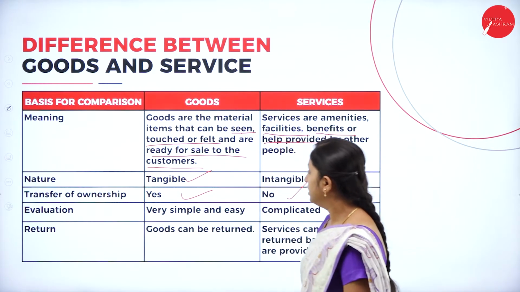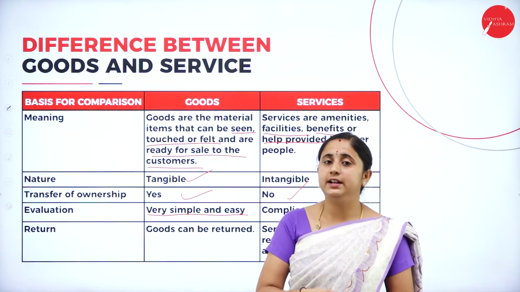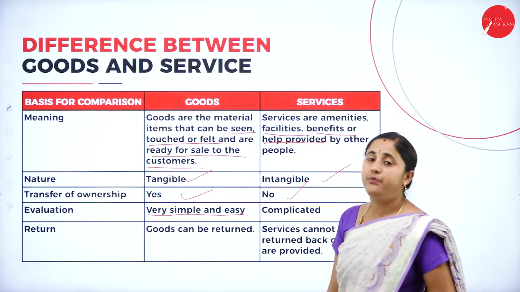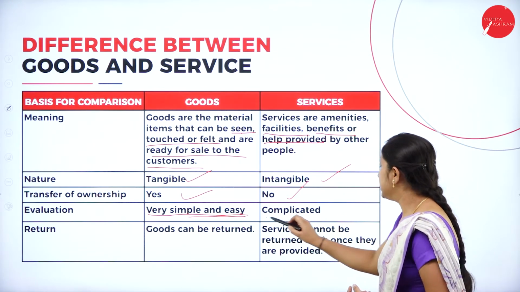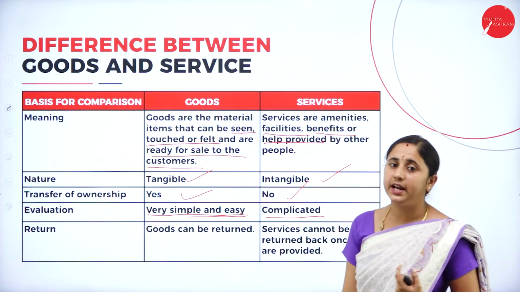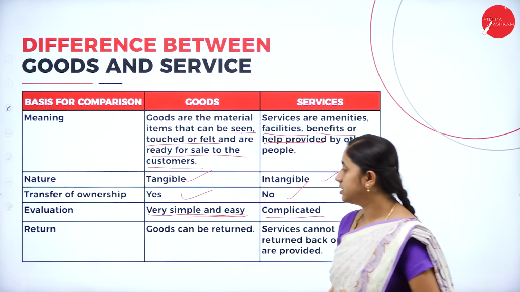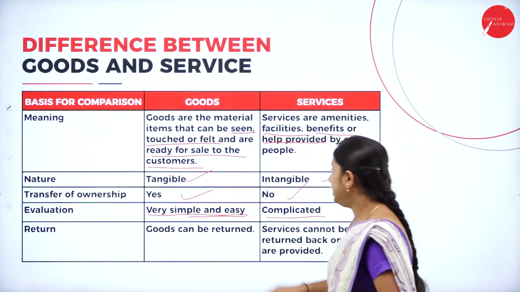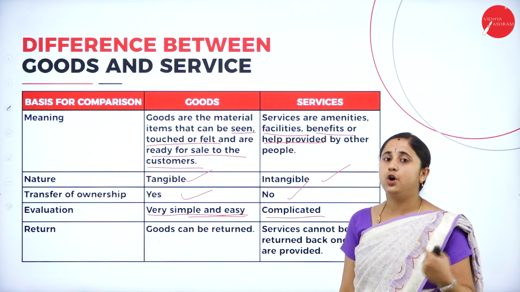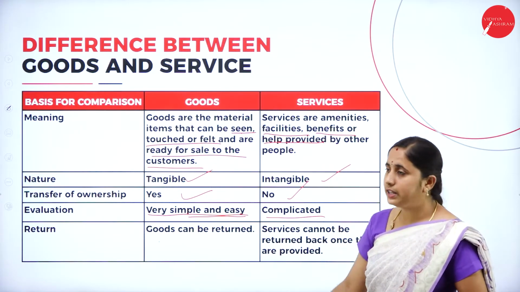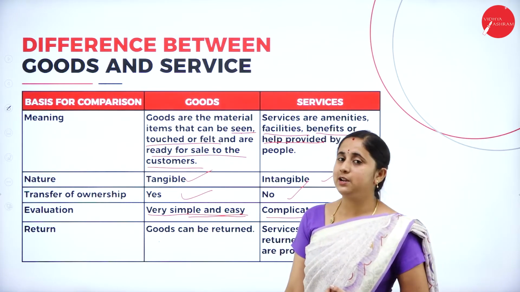Next, evaluation. It is very simple and easy because the goods you can see, touch and feel. It is easy to evaluate the goods. But in case of services, it is complicated. It is quite complicated to evaluate compared to goods. Next, return. Goods can be returned. If the goods are not satisfactory or are damaged, you can return the goods. But services cannot be returned once they are provided.